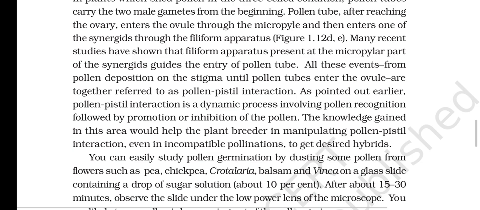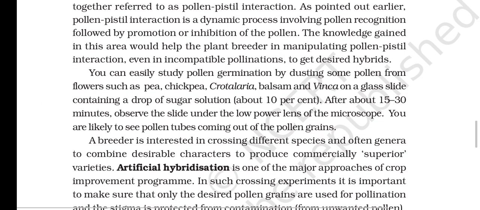You can easily study pollen germination by dusting some pollen from flowers such as pea, chickpea, crotalaria, balsam, and vinca on a glass slide containing a drop of sugar solution, about 10%. After about 15 to 30 minutes, observe the slide under the low power lens of the microscope. You are likely to see pollen tubes coming out of the pollen grains.